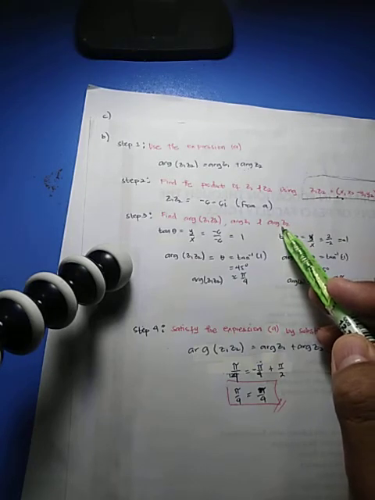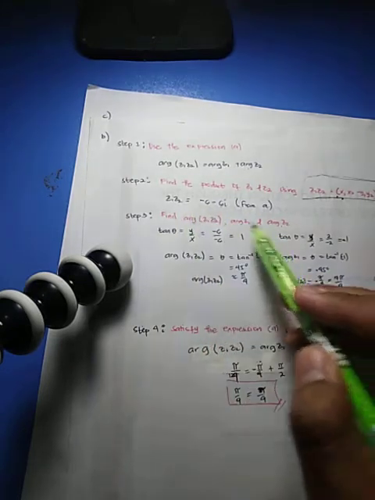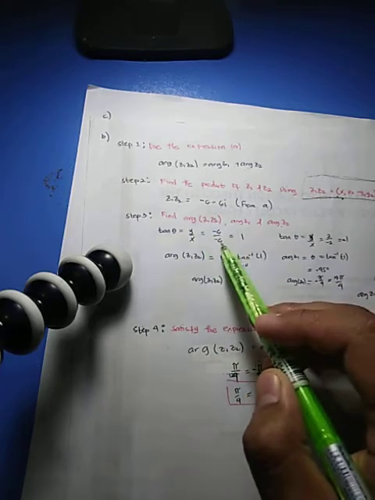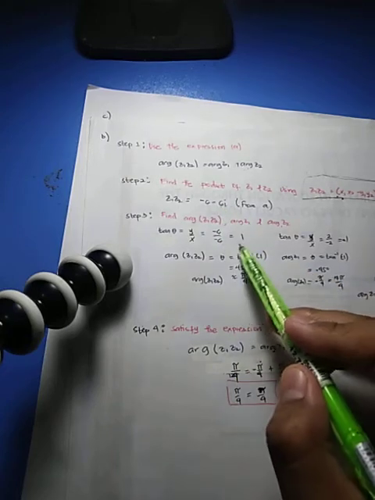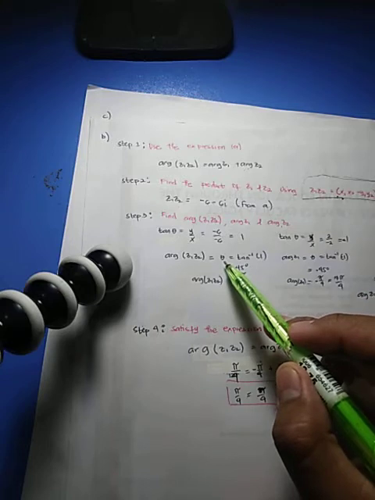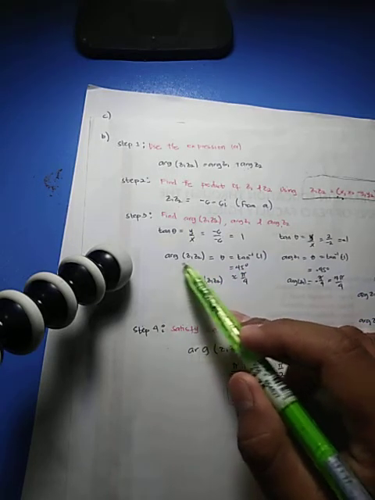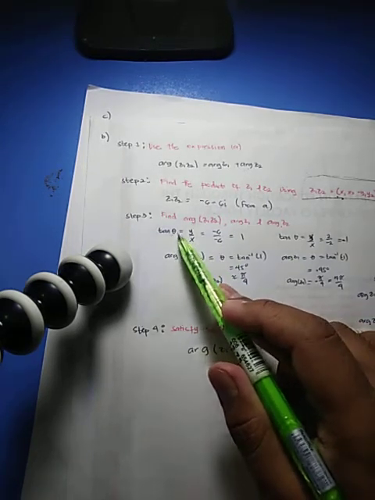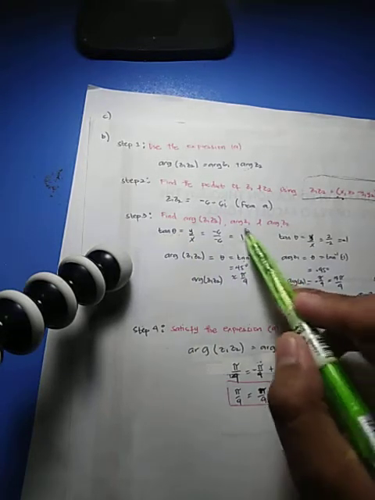For the argument of Z1 multiplied by Z2, all we have to do is use tangent of theta equals y over x. So, this would be negative 6 over 6, because it is negative 6 and negative 6. So, this would be 1. Therefore, the argument of Z1 and Z2 would be equal to theta. Then, to find this theta, we have to take the inverse of this tangent.